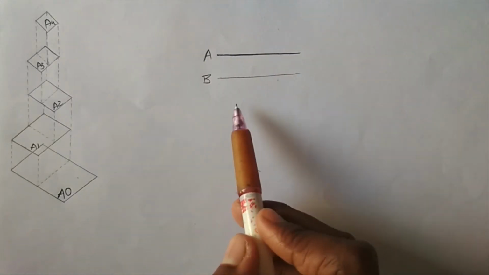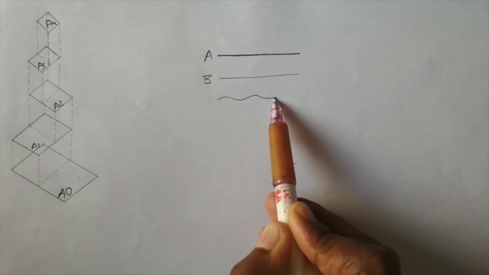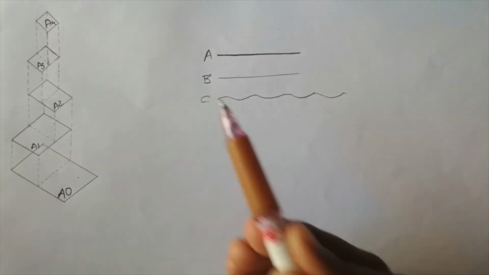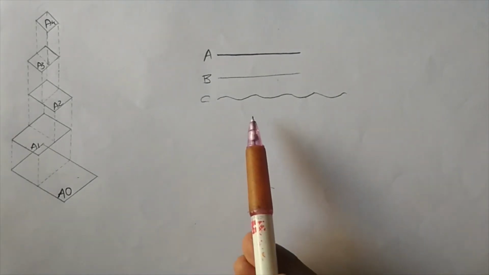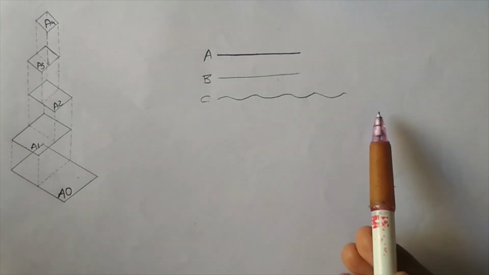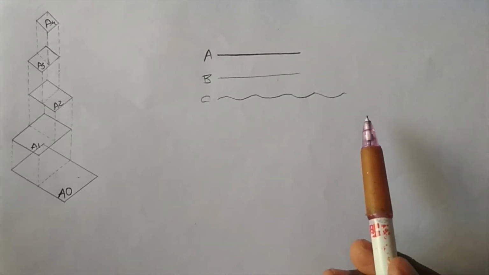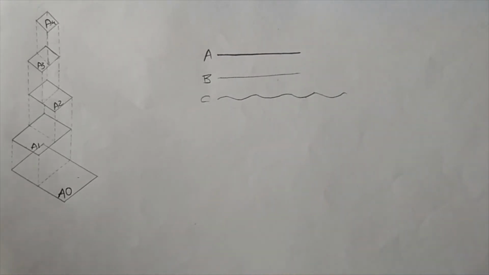So next, this is line type C. It is continuous thin freehand. What does this usually represent? It is used to represent limits of partial or interrupted views and sections.